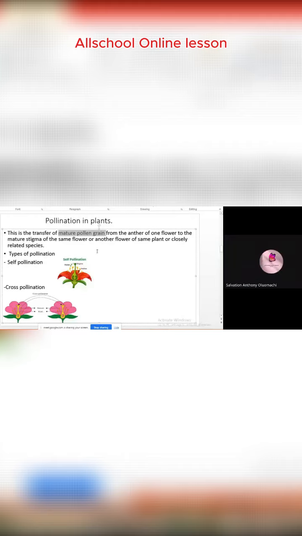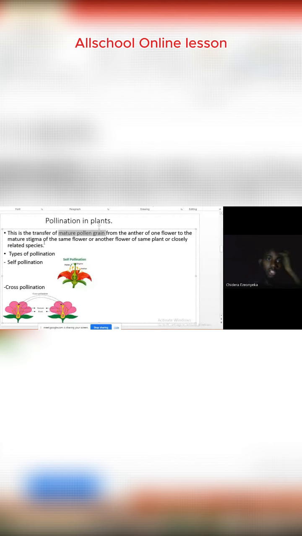Good. So just the way it happens there, when it comes to plants, it's the pollen grain that they exchange or transfer. So the transfer of mature pollen grain from the anther of one flower to the mature stigma of either the same flower or another flower of the same plant. Just know that pollination is the transfer of mature pollen grain from the anther to the stigma of a flower.